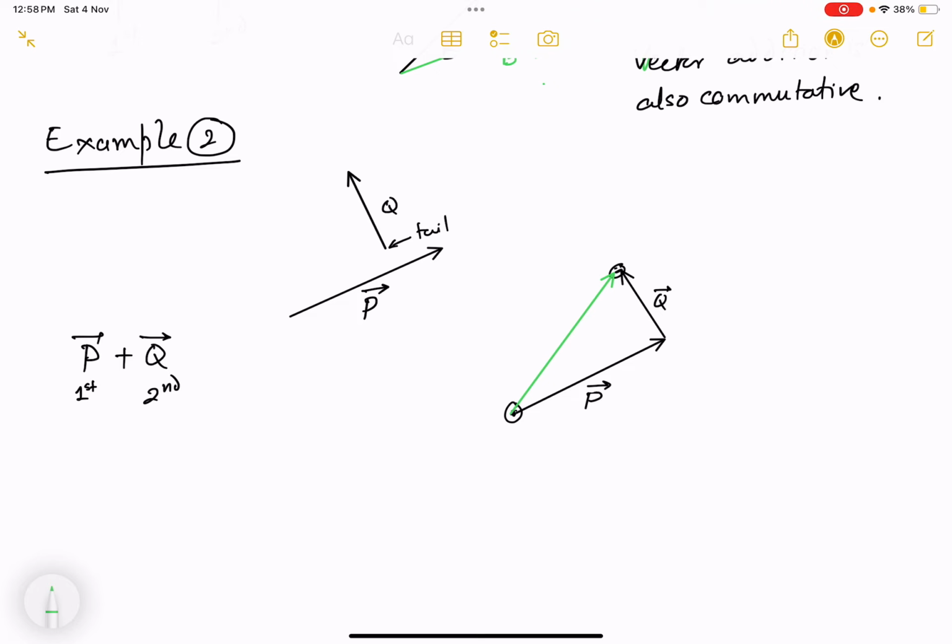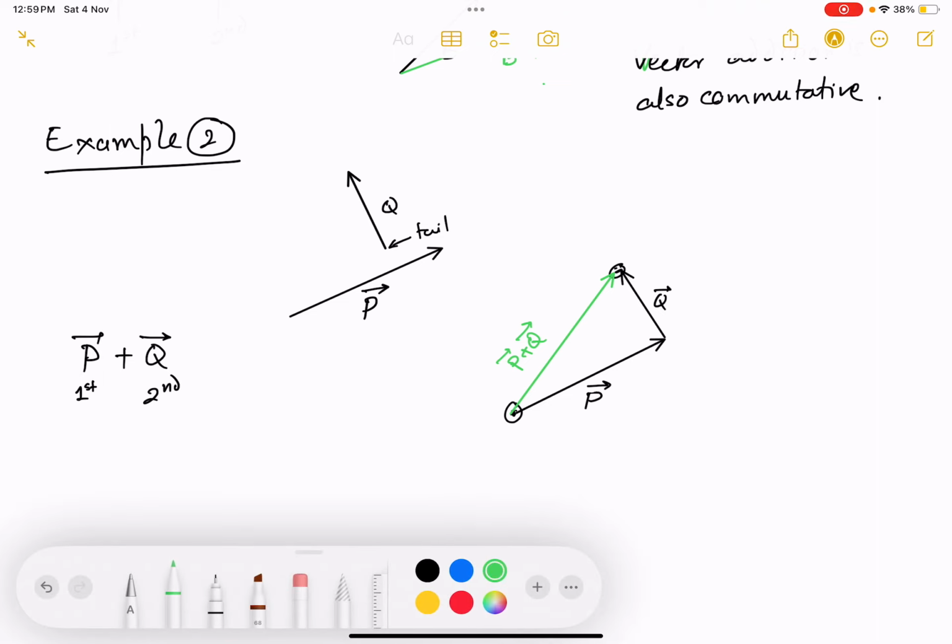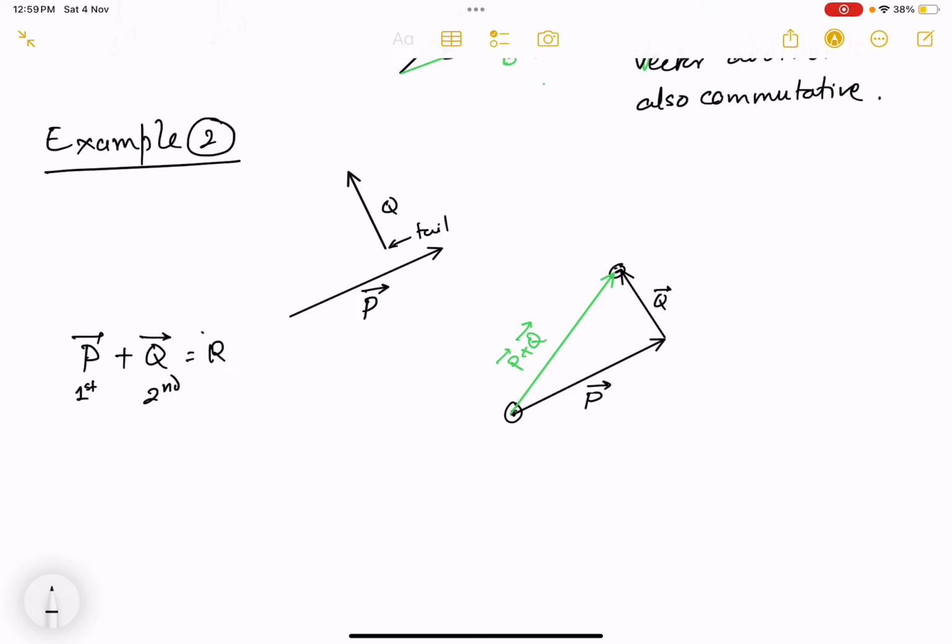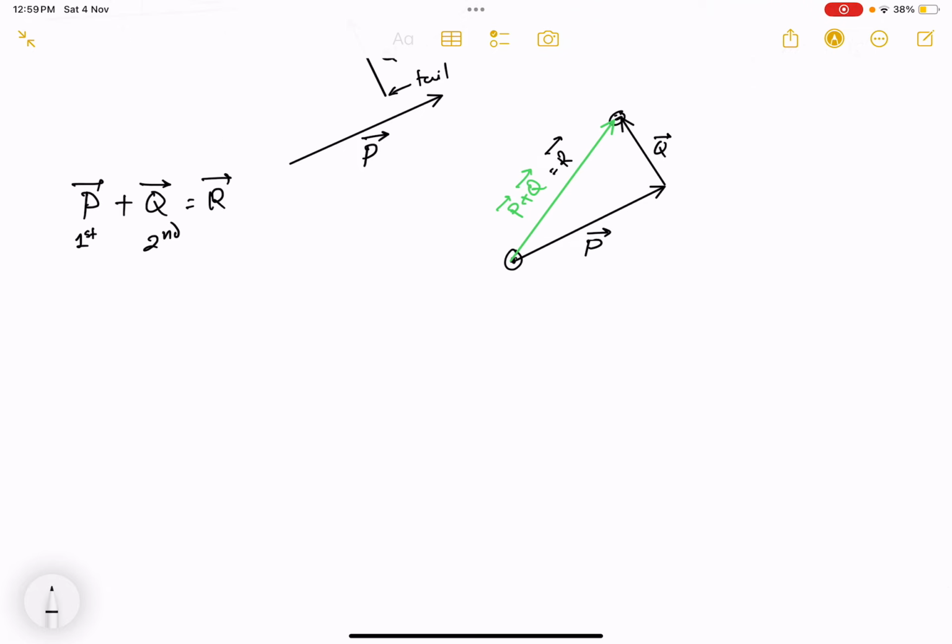Okay? How do we call it? We will call it P plus Q. Okay? If you want, you can give it some other name also. No, there is no binding. You always call P plus Q. You can call it R vector, let us say. So this can become R vector. So R is, we will say R is sum of P and Q. Correct? How do I get Q plus P?